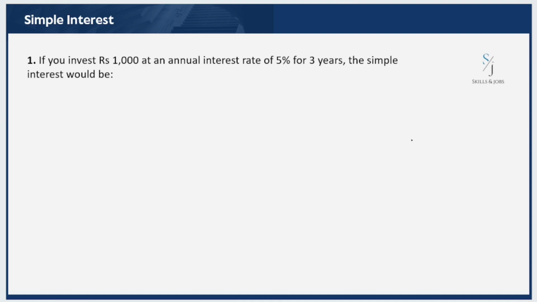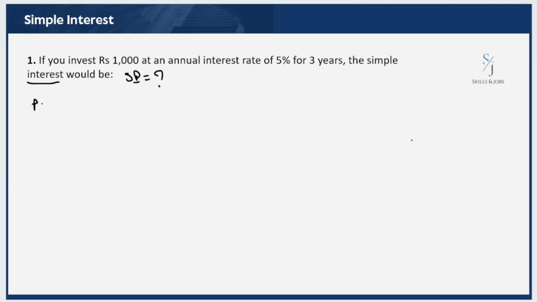The first example: if you invest rupees 1000 at an annual interest rate of 5% for 3 years, what is going to be the simple interest? So as discussed in the first session, we need to understand what is asked. Here we need to find out the simple interest. What is the given data? Write down the given data.